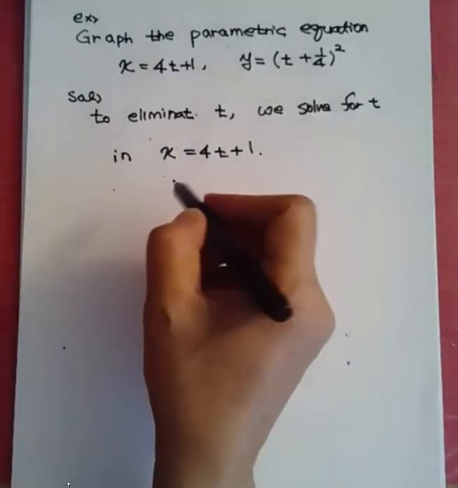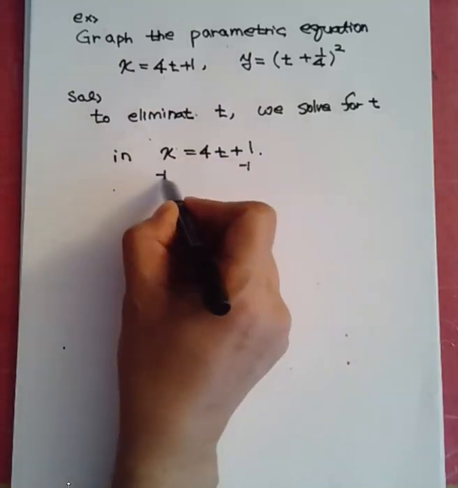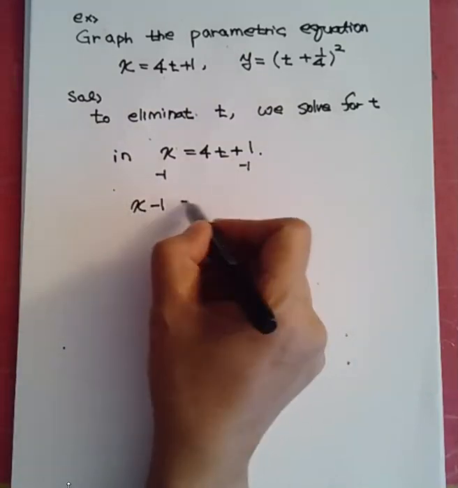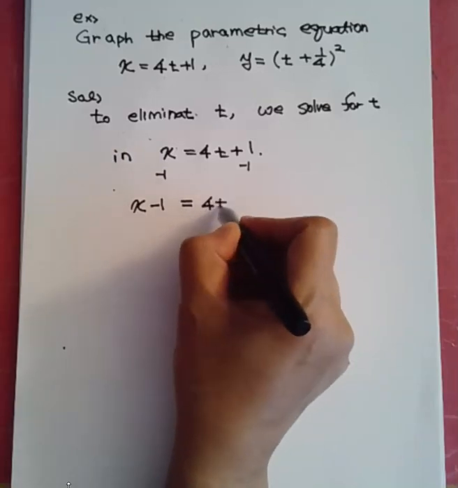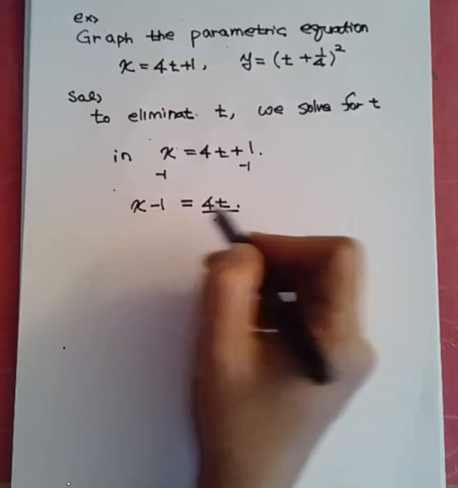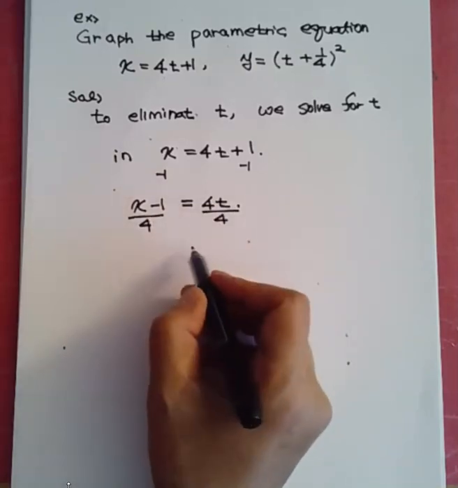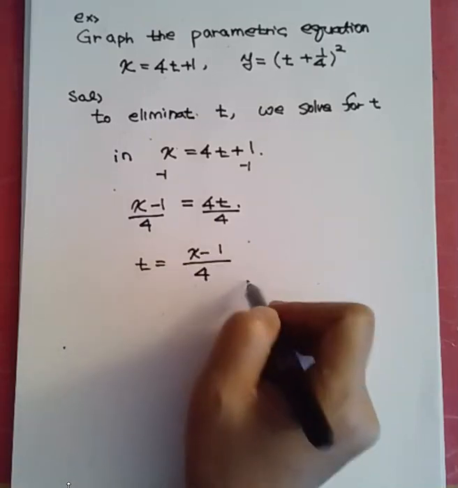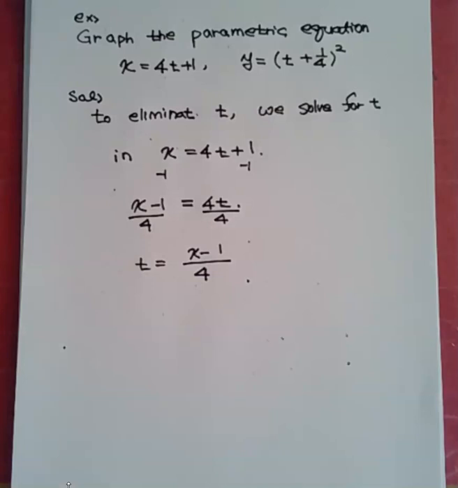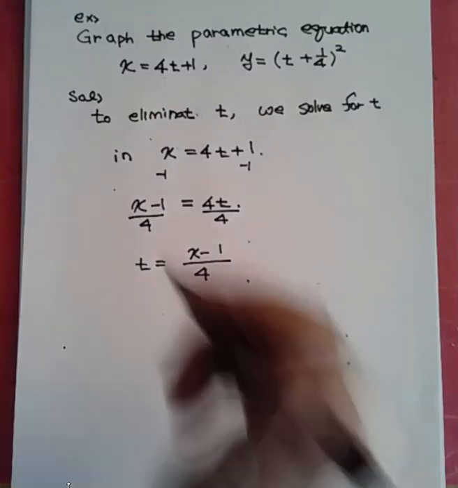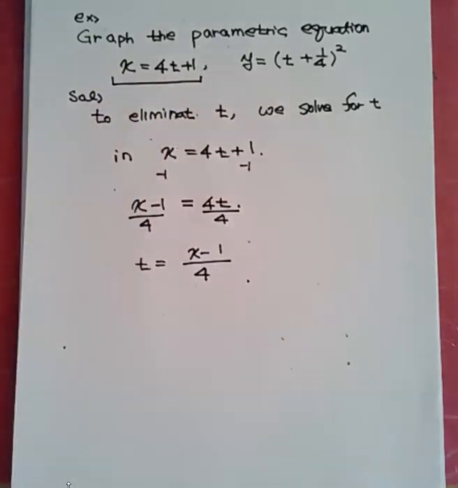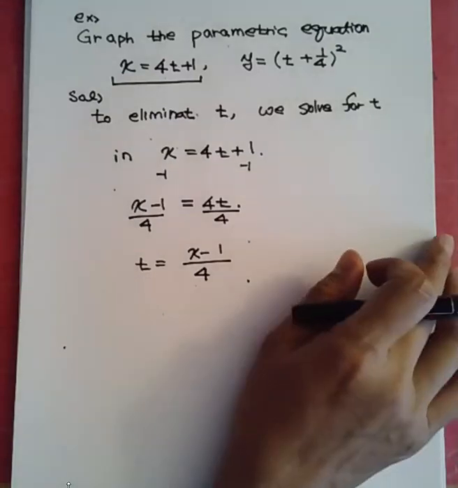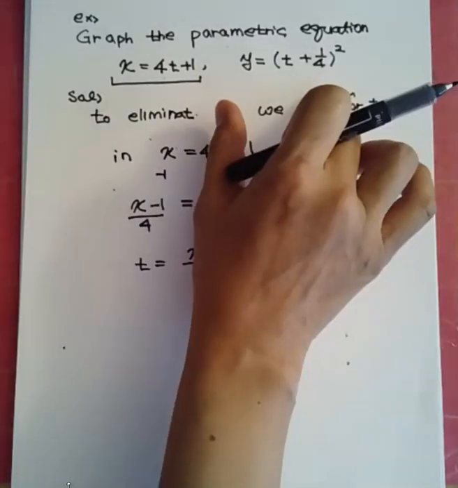To do that, we subtract 1 on both sides. Then on the left side, we have x minus 1 equals 4t. And then we divide by 4 on both sides. Then t will become (x minus 1) over 4. By using the first equation, x equals 4t plus 1, we could solve for t. T became (x minus 1) over 4. We will put that into the equation of y.